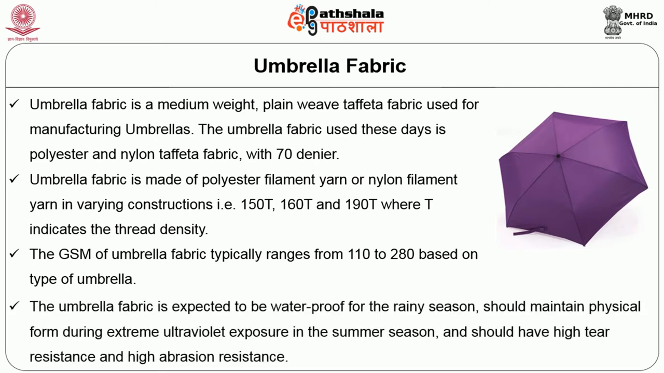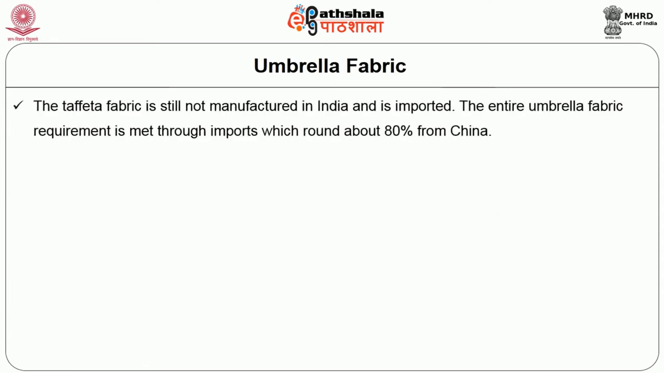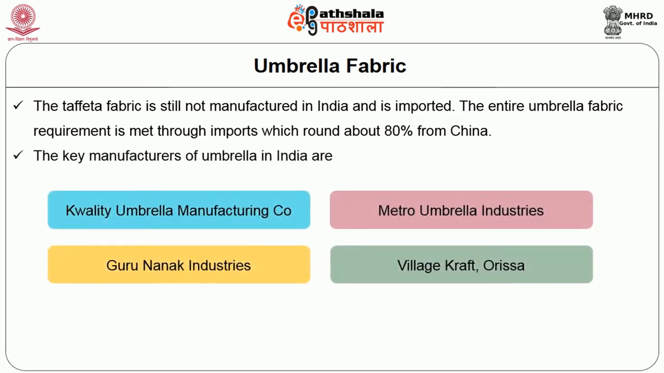The umbrella fabric is expected to be waterproof for rainy seasons, should maintain physical properties during extreme ultraviolet exposure in the summer season, and should have high tear resistance and high abrasion resistance. The taffeta fabric is not manufactured in India and is imported. The entire umbrella fabric requirement is met through imports, around 80% of which come from China. The key manufacturers of umbrellas in India are Quality Umbrella Manufacturers, Metro Umbrella Industry, Guru Nanak Industry and Village Craft Orissa Industry.